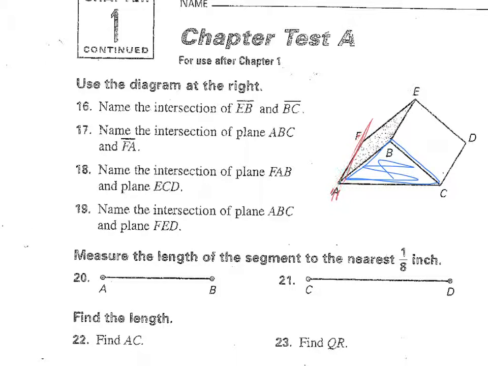In number 18, we want to name the intersection of plane FAB. So that's going to be this plane right here on the side, kind of like the side of the roof, and plane ECD. So that's going to be this plane over here. Okay, what would you call those 2, where those 2 intersect?